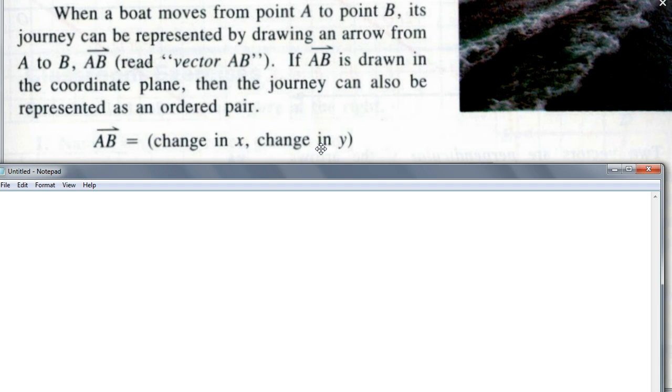Now, it reads vector AB, and so can you read this for us? How about Jack? If the vector AB is drawn in the coordinate plane, then the journey can also be represented as an ordered pair. And it turns out this ordered pair is written by change in x, comma, change in y.